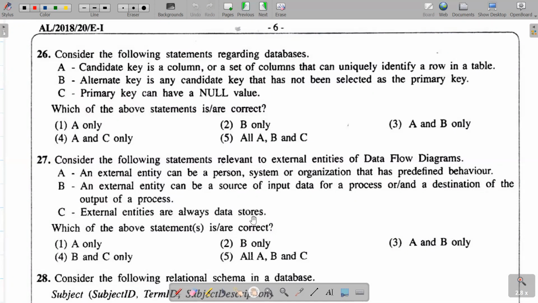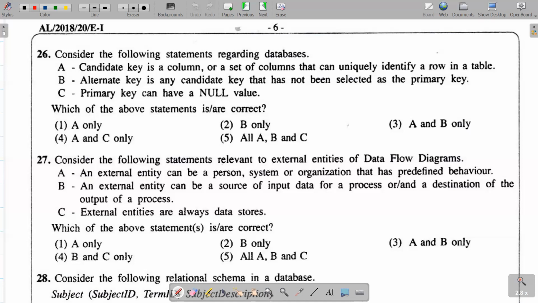Consider the following statement regarding databases. Yes. Candidate key is a column or a set of columns that can uniquely identify a row in a table. දැන් මෙහෙමයි, candidate කියන එකේන් අපි තෝරගන්න primary key එක තමයි table එකක row එකක් uniquely identify කරන්න පාවිච්චි කරන කෙනා. So candidate key can become a primary key.